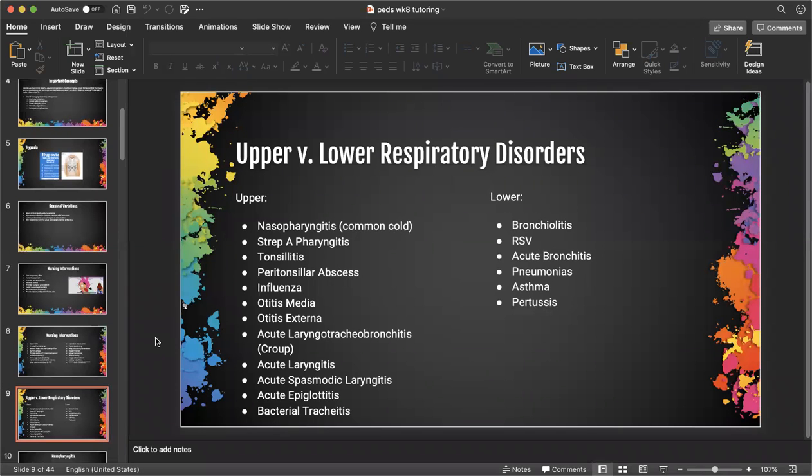And then here are the different disorders. We have the uppers versus the lowers, and make sure you know which ones are upper disorders and which ones are lower so you don't get them confused.